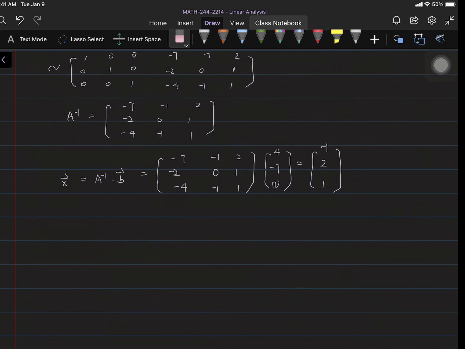Here I can give you one exercise, an easy one, and you can try by yourself. This here is 2 by 2. Solve this linear system using the inverse matrix. Okay, like this one.